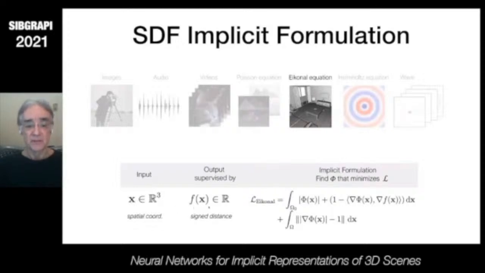We have a function f of x, the signed distance from a surface. What we give to the Siren is the coordinate x and the value of the signed distance function at some points of the domain. And we formulate the constraint as a differentiable equation that involves the eikonal constraint. The eikonal constraint says that the gradient of the function is equal to 1 everywhere.